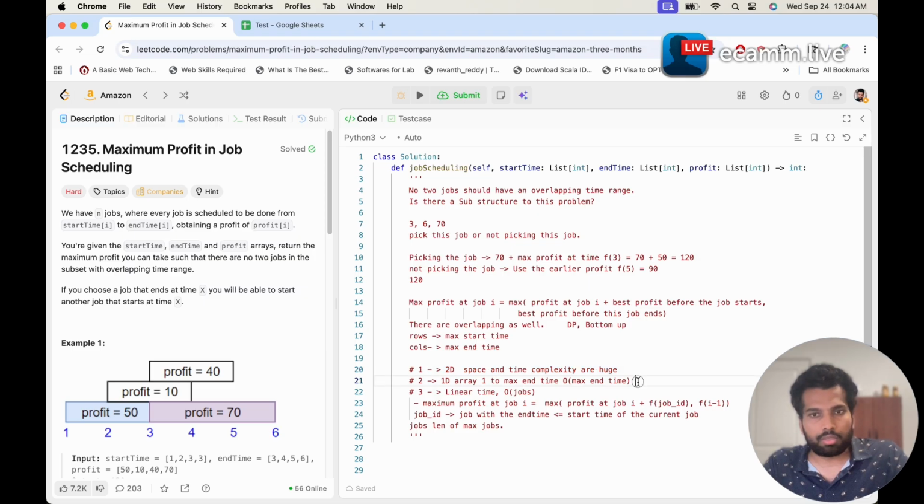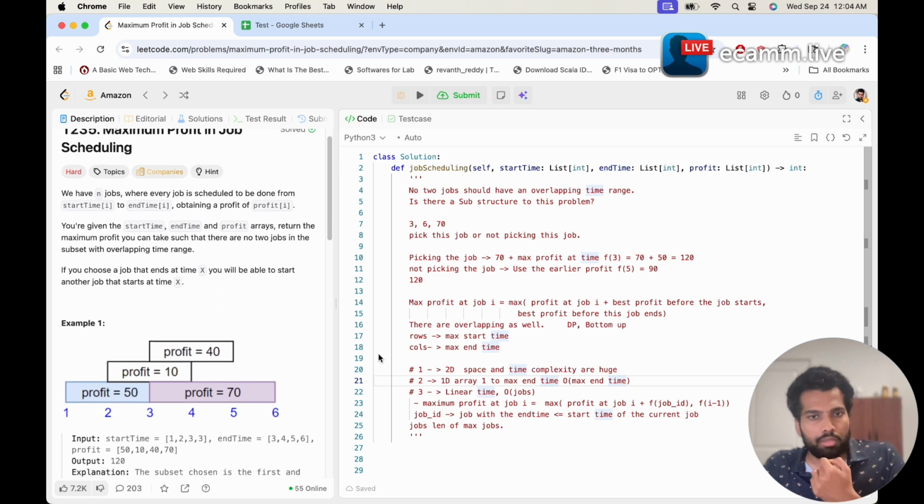Same with the second one. In the second one, we're just removing the start times and making it a single one dimensional array with a maximum time. Same with this, there would be other scenarios, but it's not the right solution for this problem. For this problem, I think the correct optimized solution is this one.